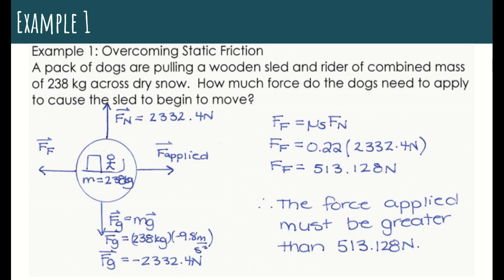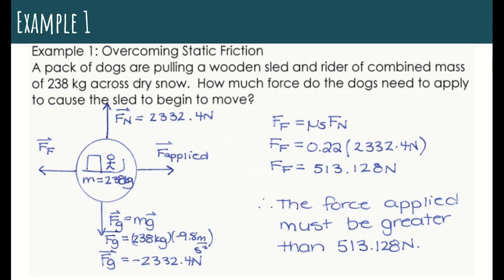So we need to figure out how much force the dogs need to apply to cause that sled to move. So what we need to figure out is the force of friction needed to overcome that. What we have here in this formula is force of friction equal to the coefficient of static friction times the normal force. In this case, we know what our two surfaces are. We have a wooden sled and we have dry snow. So we would then be able to look on our chart and see that the coefficient of friction is 0.22.